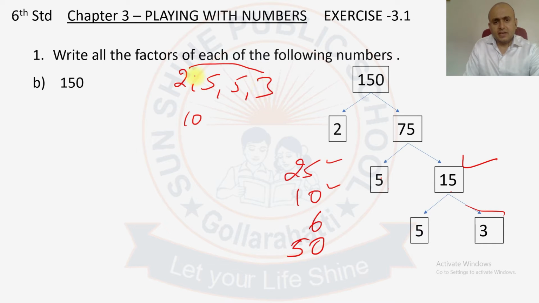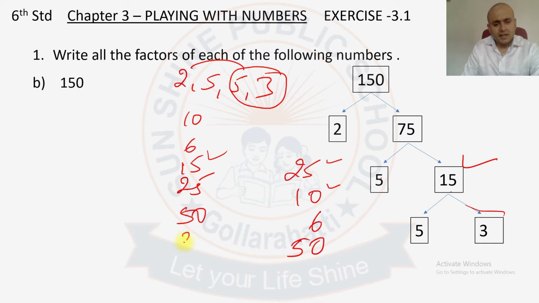Next 2 3s are 6, 6 is also a factor. Next 5 3s are 15, 15 is also a factor. Next 5 5s are 25, 25 is a factor. 25 2s are 50, 50 is also a factor. Next 25 2s are 50, 50 3s are 150. Okay, next 5 3s are 15. 15 2s are 30, 30 is also a factor. So if we keep multiplying in different ways, numbers keep coming.